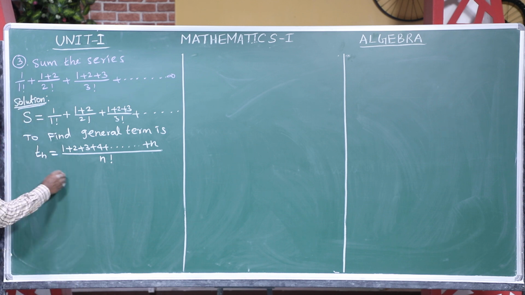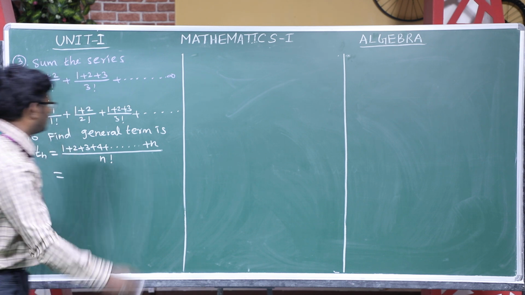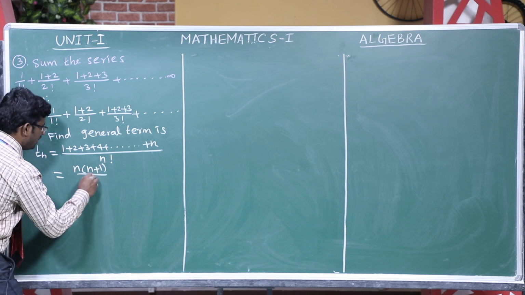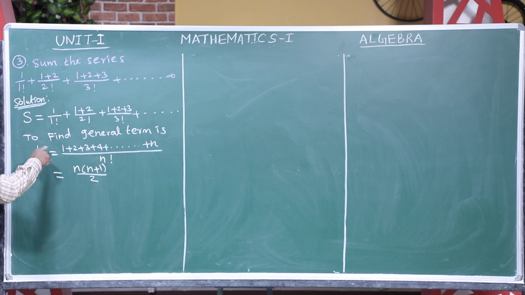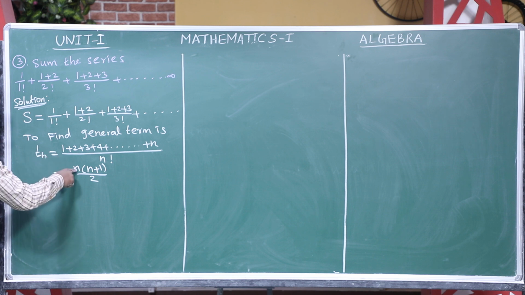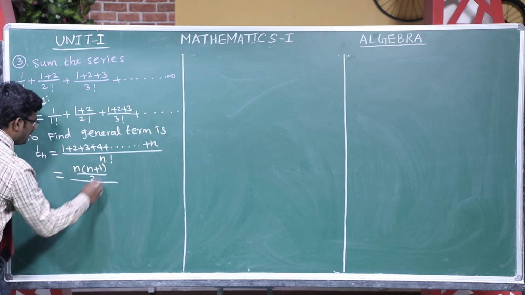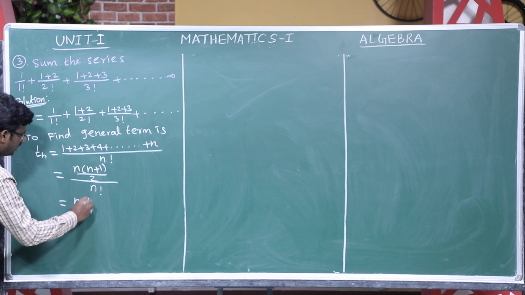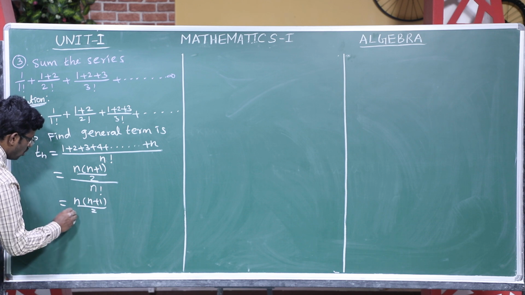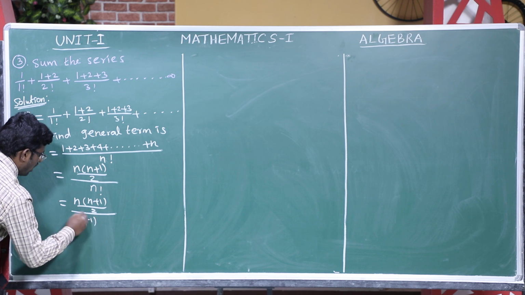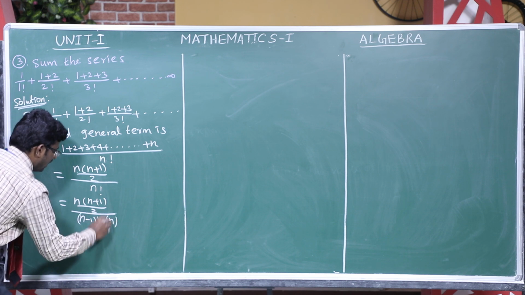Then we know the formula that 1 plus 2 plus 3 plus 4 plus up to n is equal to n into (n plus 1) by 2. I will substitute the formula for the sum of natural numbers. So n into (n plus 1) by 2, divided by n factorial, is equal to n into (n plus 1) by 2 whole divided by n factorial.